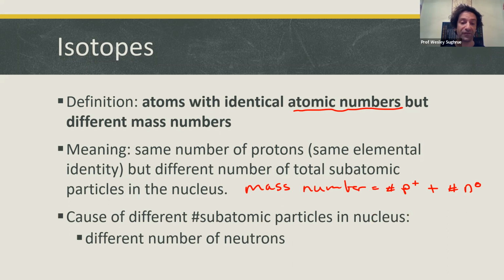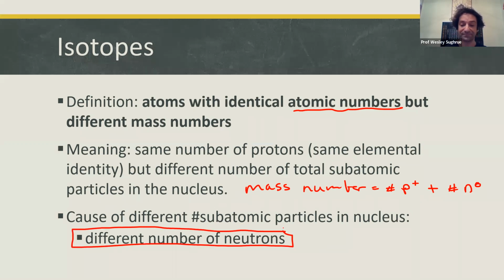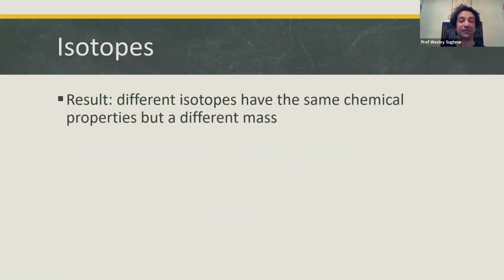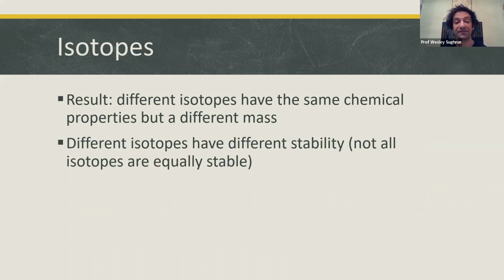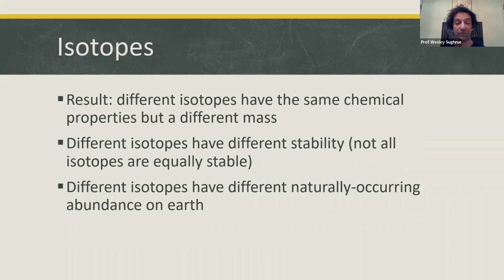Because of the different number of subatomic particles in that nucleus, like we just said, there is a different number of neutrons. So the result is we have different isotopes, and those different isotopes have the same chemical properties, but a different mass. The different mass arises, again, from the different number of neutrons found in that nucleus. These different isotopes have different stability, because not all isotopes are equally stable. However, different isotopes have different naturally occurring abundance on the planet.